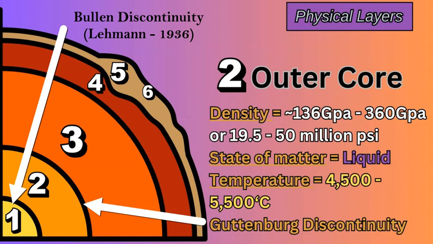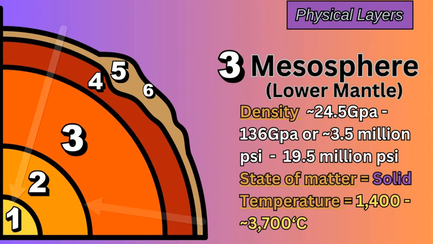And these boundaries, these discontinuities, refer to a sharp change in velocity of the observed seismic waves, marking a very abrupt change between the different mediums, the physical characteristics of these layers. The third physical layer is the mesosphere. Meso in Latin or Greek means middle, and this means the lower mantle.